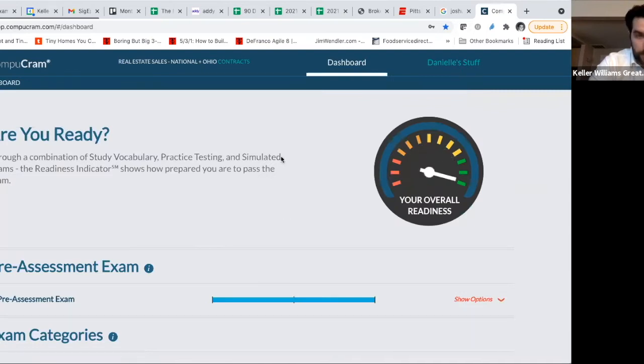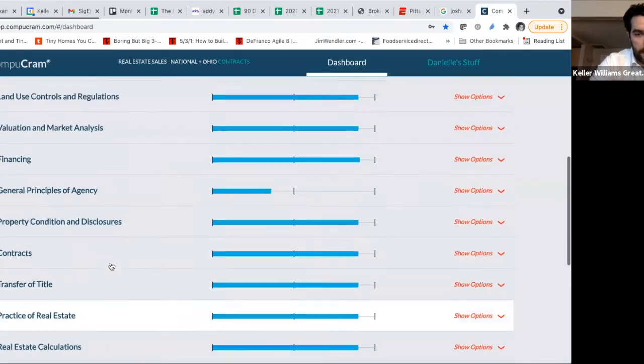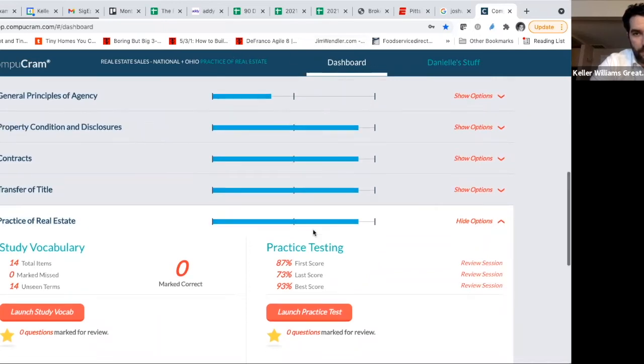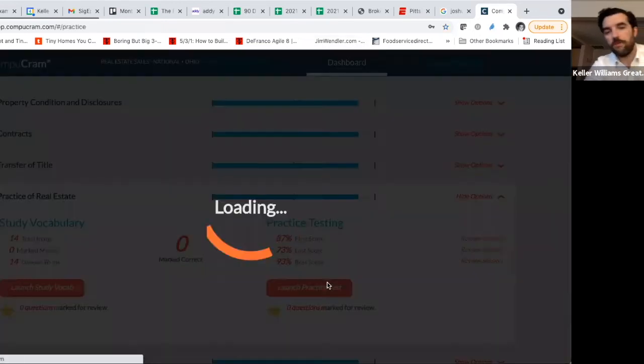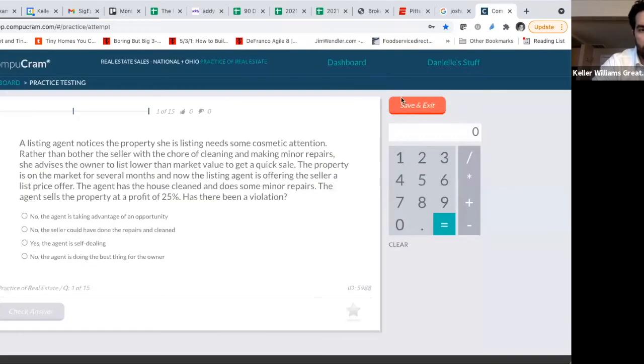We are going to move on to our next segment, which is going to be the practice of real estate. Practice of real estate is going to be number 2 or number 3 in terms of total volume of questions on the exam. So we definitely want to master the practice of real estate. Same rules apply here, guys. I'll read the questions. You drop an A, B, C, or D in the chat for the answer.